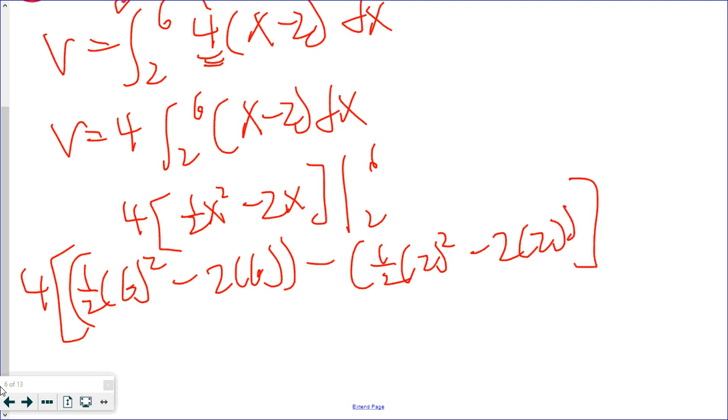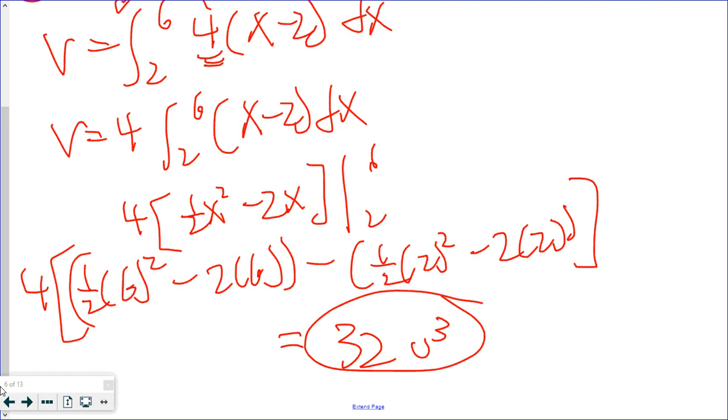Now, if you were to simplify this out, I got that it equals 32 units cubed. Okay, that's the volume of my cross-sectional three-dimensional figure.